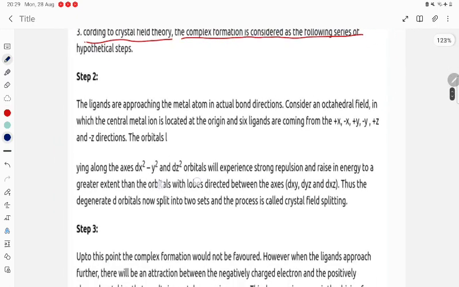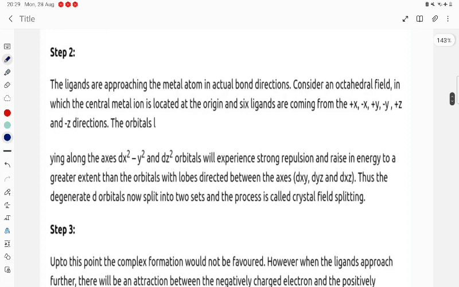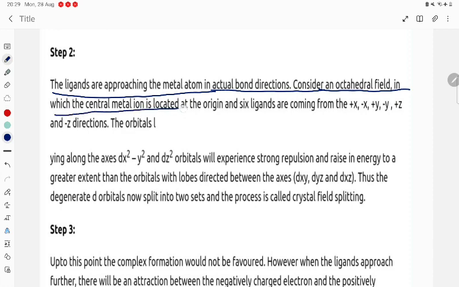Now the second step, you see, student, the ligands are approaching the metal atom in octahedral bond directions. Consider an octahedral field in which the central metal ion is located at the origin and six ligands are coming from the plus x, minus x, plus y, minus y, plus z and minus z directions.